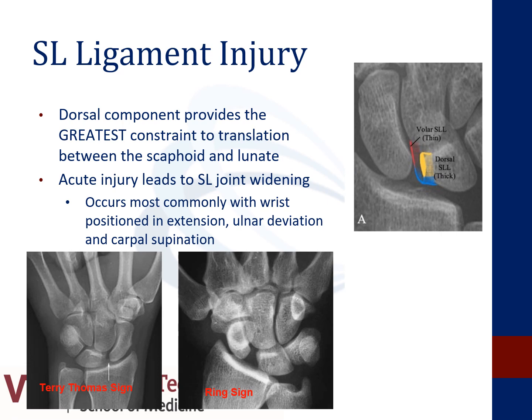Thinking back on our anatomy talk, the dorsal component of the SL ligament provides the greatest constraint to translation between the scaphoid and the lunate. When that is injured, it allows for SL joint widening. When obtaining x-rays, that widening is known by the moniker of Terry-Thomas sign. This is the gap between the scaphoid and the lunate. An additional sign you can see on x-ray is called the ring sign. It not only shows SL joint widening, but it demonstrates this ring appearance of the scaphoid secondary to scaphoid flexion.